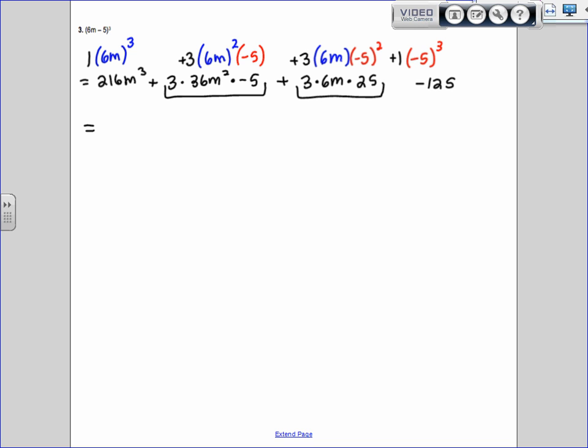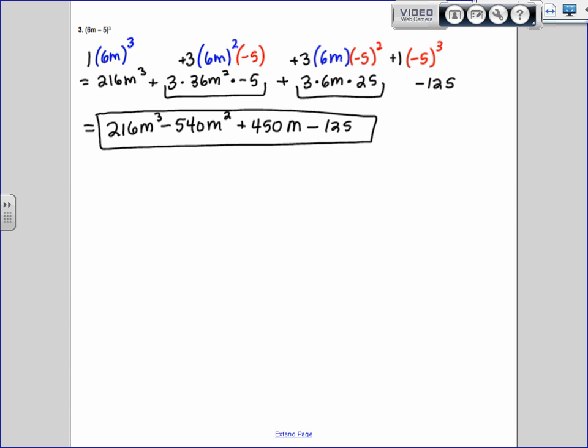So your final answer is 216m cubed. What do you get when you did 3 times 36 times negative 5? Is it 540? Minus 540m squared plus 3 times 6 times 25. It's like 18 quarters, you can think of it that way. 450. So 450m minus 125. That's your answer.